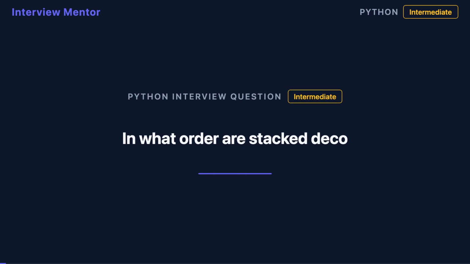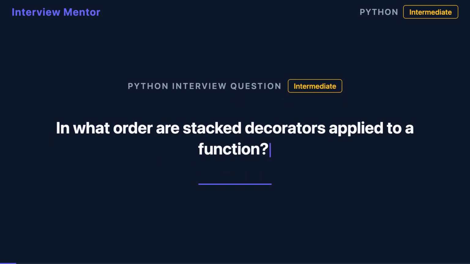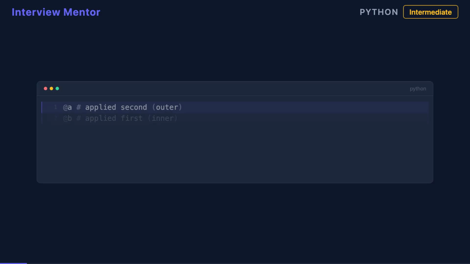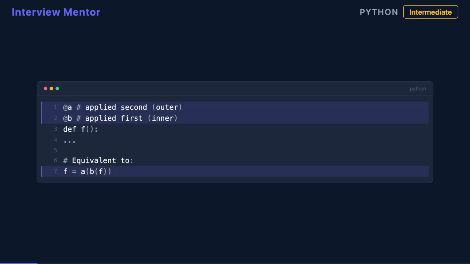Most developers get decorator stacking order backwards. Here's the truth that trips up interviews. When you stack multiple decorators in Python, they're applied bottom up. The one closest to the function definition executes first.